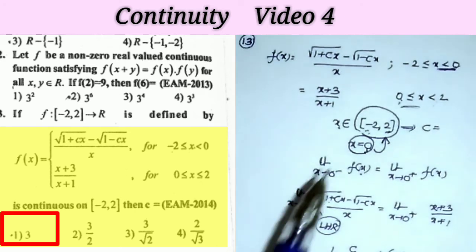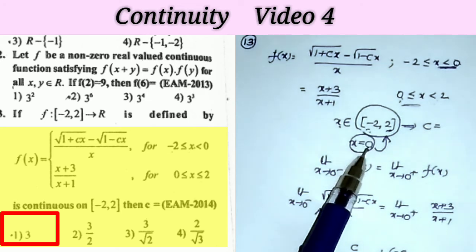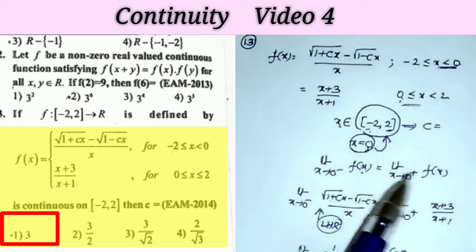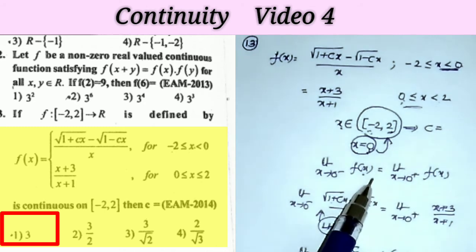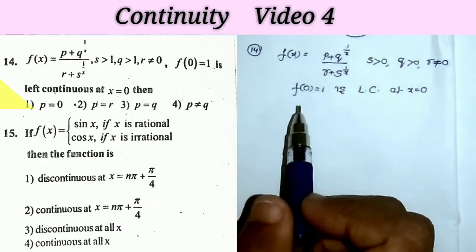Given that the function is continuous on the closed interval minus 2 to 2, we take that the function is continuous at x is equal to 0, and apply that left hand limit is equal to right hand limit. Since it is a continuous function, the limit exists, and replacing the functions and finding the limit values and equating them, we will get the c value. That's all.